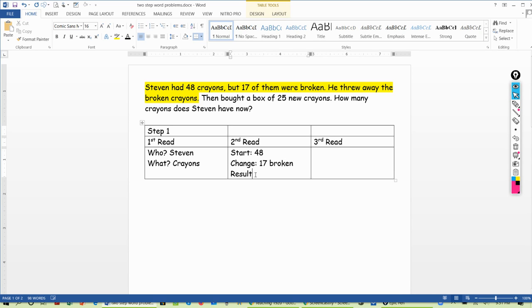Now we need to find out how many crayons. Though it doesn't say here how many, the question is not there. How many does he have? But you have to understand that if you want to find out how many crayons he has in the second step, we need to know what to do with this step, right? So the result is 48 crayons to begin with, and 17 are broken, and we need to find out the result.